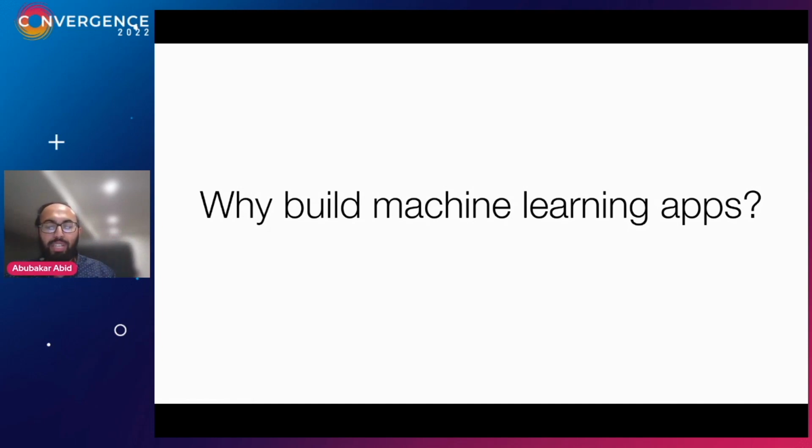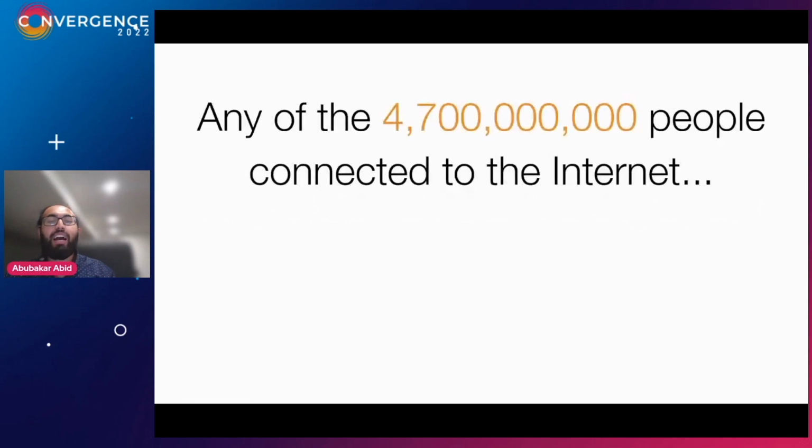But I think we should be thinking much more broadly than that. Why build machine learning apps? Because fundamentally, it allows a ton of people to actually start using machine learning. What's crazy is that if you build a machine learning application and you share it as a web demo, potentially any of the 4.7 billion people connected to the internet now can start using your machine learning models, and that's really powerful.